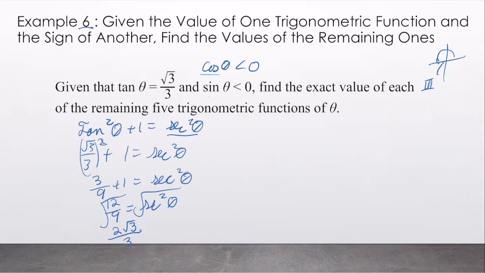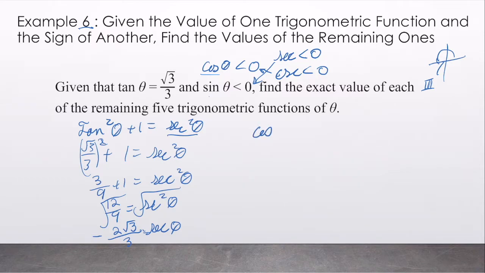Because cosine's negative, and sine's negative, so my secant's going to be less than 0, and my cosecant's going to be less than 0. But this is how they relate. So secant is negative 2 square root of 3 over 3. So now I know my tangent, my secant, that's it. I got to find the other 4.